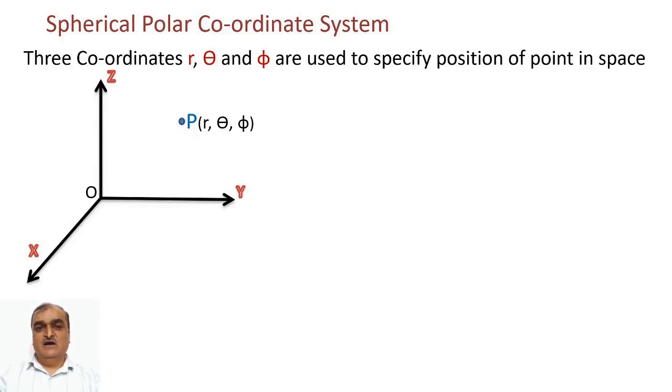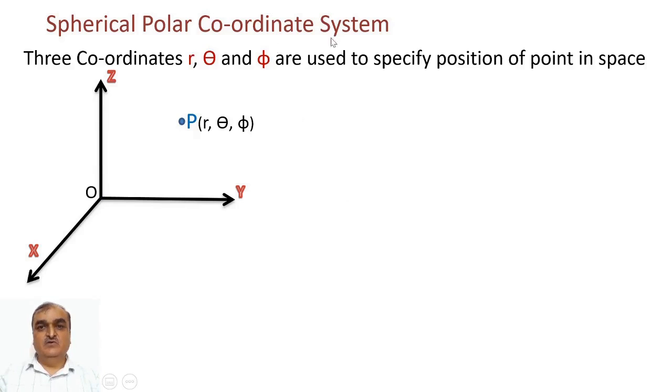But there are many physical systems which have spherical symmetry. For example, the electric potential of a sphere, the gravitational potential around the Earth, and so on. To describe these systems, the coordinate system used is the spherical polar coordinate system. Then, what is the spherical polar coordinate system?